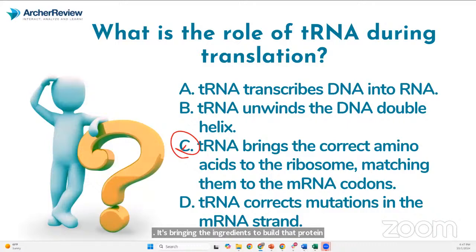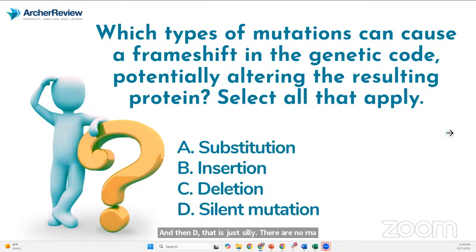A, no, tRNA does not transcribe DNA into RNA. So DNA is in the nucleus and it is transcribed by mRNA. tRNA does not unwind the DNA double helix. That is an enzyme, okay? DNA helicase. And then D, that is just silly. There are no RNA functions that correct mutations. All right, we have another.